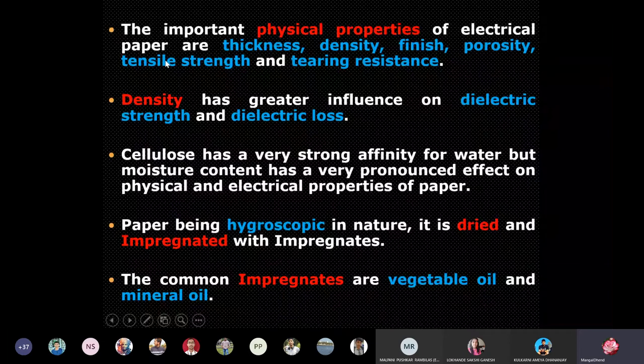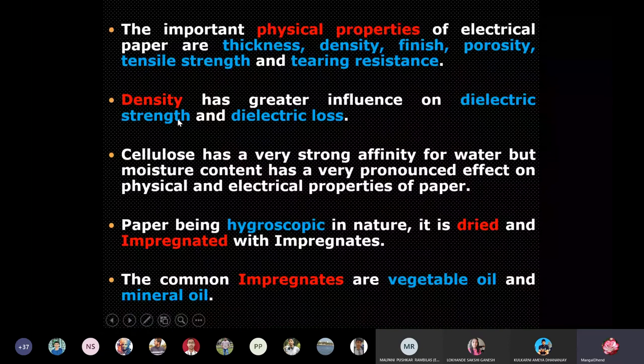Then tensile strength is important. Why is tensile strength also important? Because suppose you are using it as cable insulation. The cable has to be drawn over the wires, along the length. So tensile strength should also be properly there. Otherwise, you will not be able to make the material in the design form. Then tearing resistance. If your paper tears immediately, then how will your device act? Your paper has torn, so it will not withstand high voltage. So all the mechanical, thermal, chemical, physical properties are important.